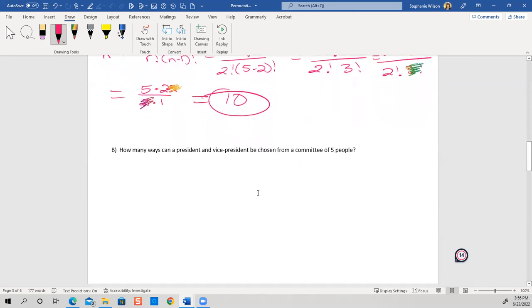On part B here, it says, how many ways can a president and vice president be chosen from a committee of 5 people? Well, now we are talking about a permutation. So I'm going to write this notation. I got nPr equals, where my n is 5 and my r is 2. Look, we have president and vice president. That's 2. So that's my r.